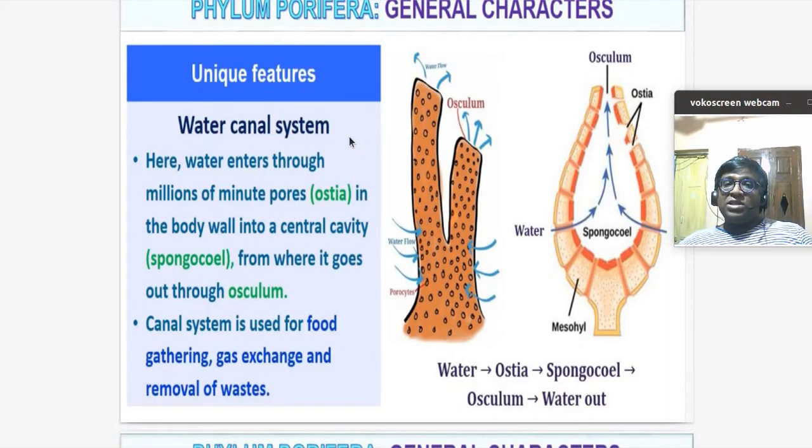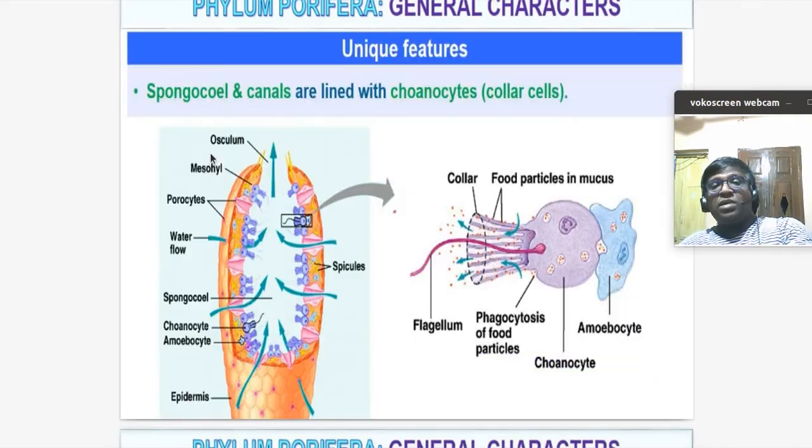Now the water canal system, the unique feature. I have slides here to show it to you. The water enters through the pores or the ostia, enters into the spongiocele cavity, and exits out through the osculum. So water enters through ostia, enters into spongiocele, and exits through the osculum. What the water canal system does is food gathering, gaseous exchange where respiratory gases are exchanged, and removal of waste.